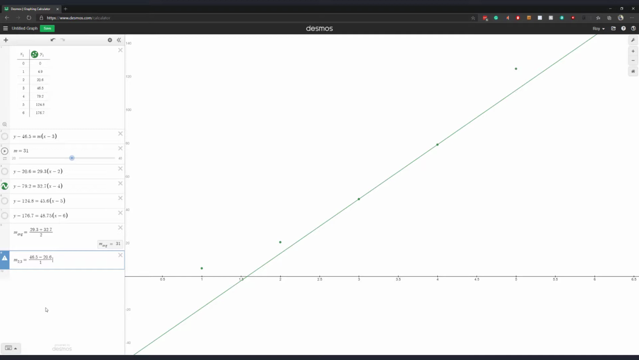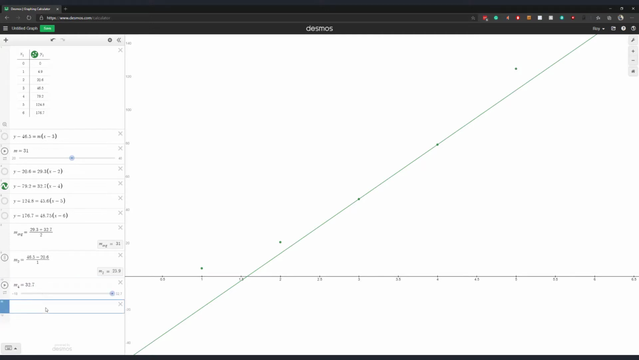And so when you do that, oh, I see that Desmos does not like my subscript with commas. So let's just call it m sub 2 for now. We get that the slope is 25.9. And remember, the slope between 3 and 4, I'll call that m sub 4 just to make my life a little bit easier, was 32.7.